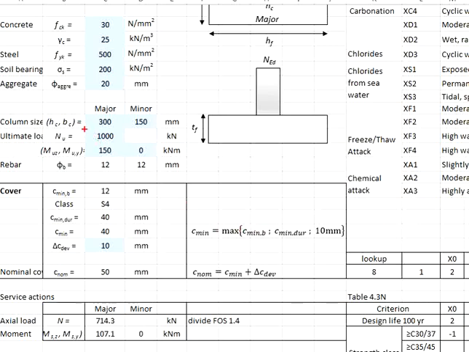Dividing the ultimate axial load of 1000 kN with the factor of safety of 1.4, you obtain the service axial load of 714.3 kN. You will do the same for the moment. Divided by 1.4, you acquire the service moment in the major axis of 107.1 kN-meter.